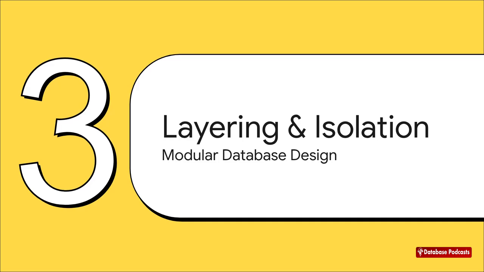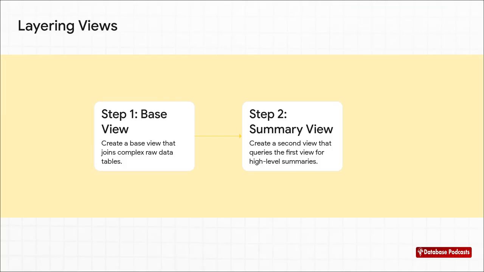But the power of views doesn't stop with just simplification. We can actually build on top of them, layering them to create these really modular and robust database designs. You can literally layer views on top of one another. For example, you could create one base view that handles all the messy joins from your raw data tables. Then, you can build a second view on top of that first one to create, say, high-level summaries. It's kind of like building with Legos. Each view becomes a reusable block in your design.